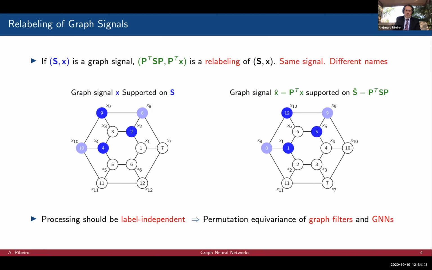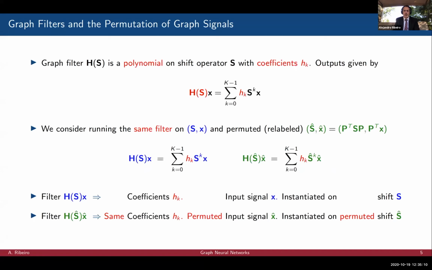Why is that important? Because if you have a graph signal X that is supported on S, and I give you a signal X hat, P transpose X, supported on S hat, which is P transpose S P, all I have done is change the names of the nodes. So the processing of that signal should not change. Processing should be label independent. And what permutation equivariance of graph filters and GNNs tells you is that indeed this holds for graph filters and GNNs.